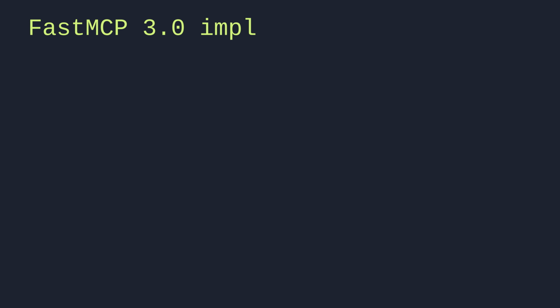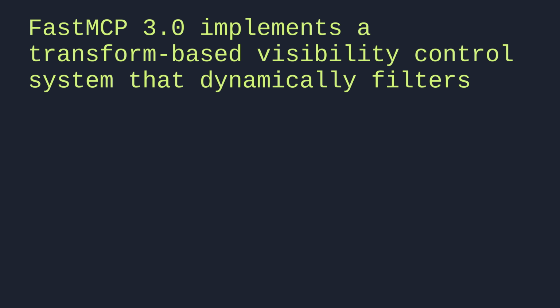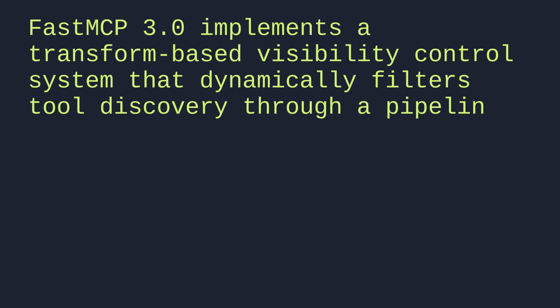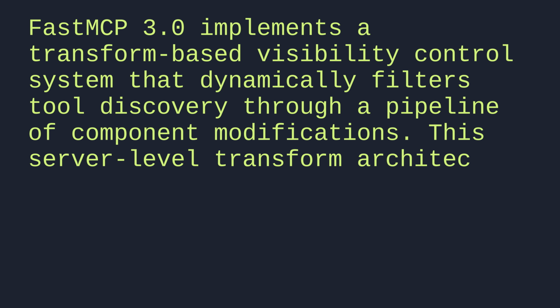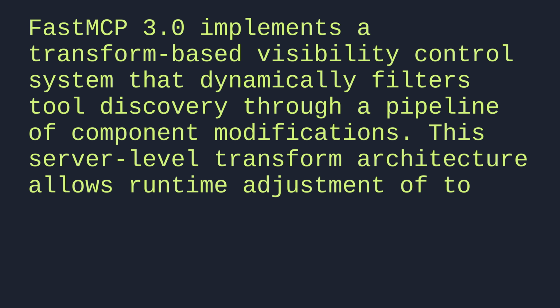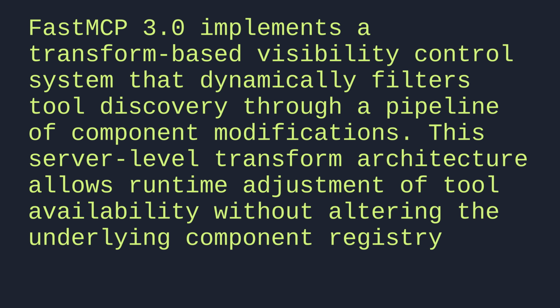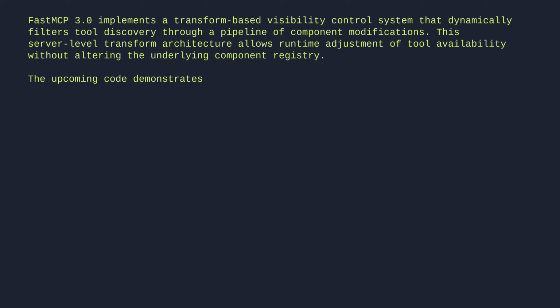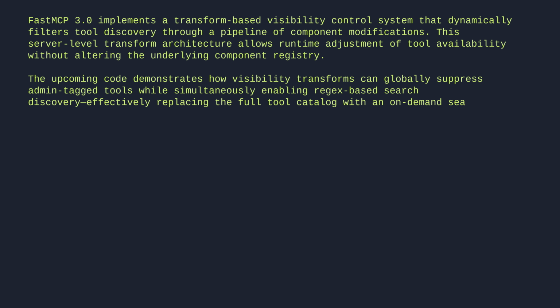FastMCP 3 implements a transform-based visibility control system that dynamically filters tool discovery through a pipeline of component modifications. This server-level transform architecture allows runtime adjustment of tool availability without altering the underlying component registry. The upcoming code demonstrates how visibility transforms can globally suppress admin-tagged tools while simultaneously enabling regex-based search discovery, effectively replacing the full tool catalog with an on-demand search interface.